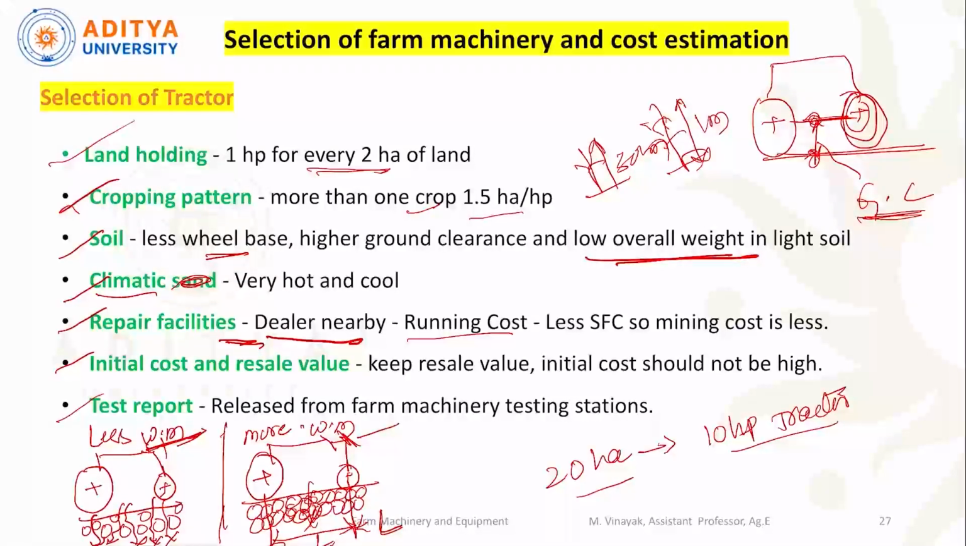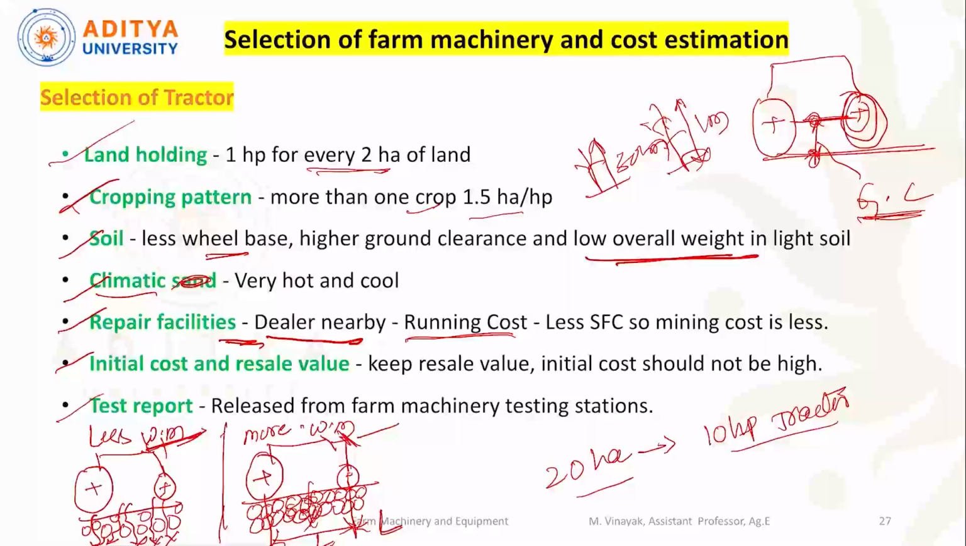Next one is the running cost of the machine. Suppose we take a car. Some cars can run on petrol as well as diesel. The running cost of diesel is very less compared to a petrol vehicle. Coming to the agricultural sector, we need to select the machine with less running cost. Next one is specific fuel consumption, which should also be very less.